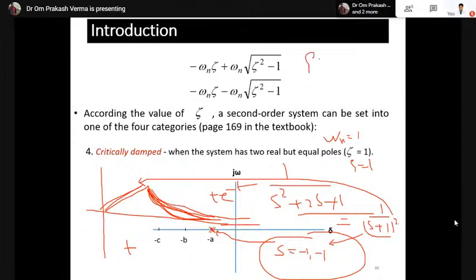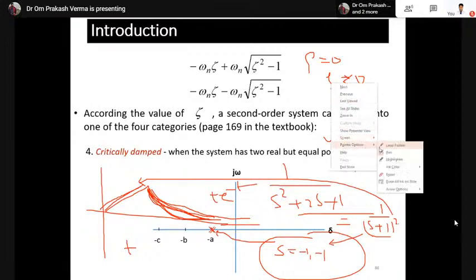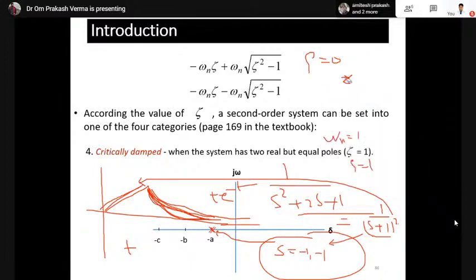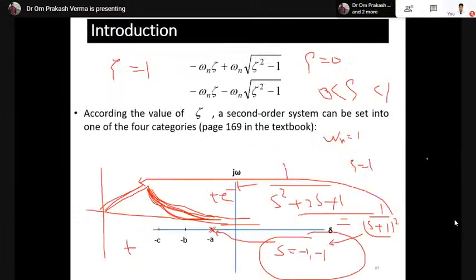It means when zeta is equal to 0, you get the undamped type of response. When zeta is in between 0 and 1, then you get the underdamped type of response. And when zeta is equal to 1, then you get the critically damped system, okay. Now the fourth case is when zeta is greater than 1.